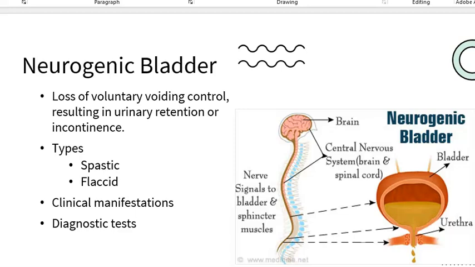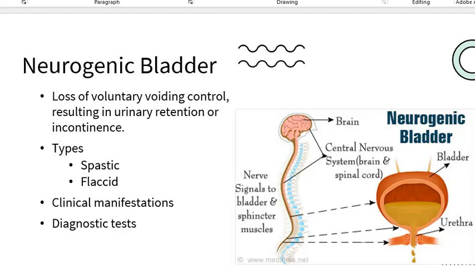You could also have a flaccid bladder dysfunction, which is underactive. This usually occurs when there's damage at the level of the sacral spinal cord. The flaccid bladder dysfunction usually occurs from spinal shock, from a spinal cord injury. You could also have some peripheral neuropathy that's generally caused from diabetes. As you know, diabetes is very popular in our patient population.